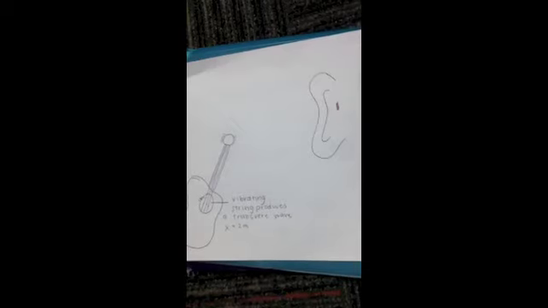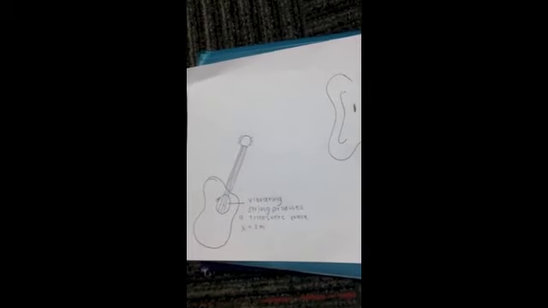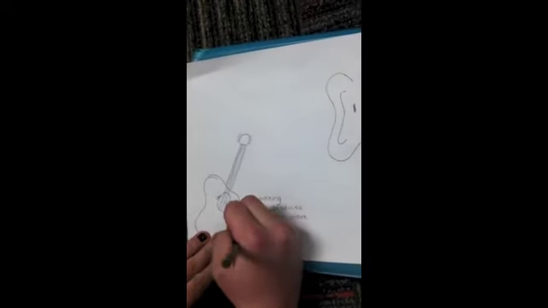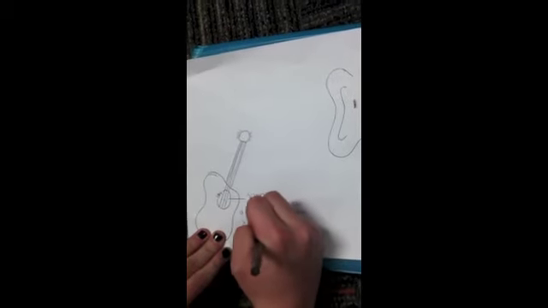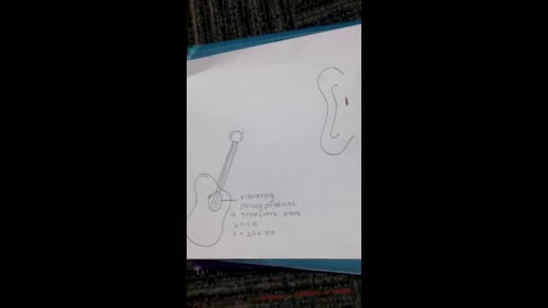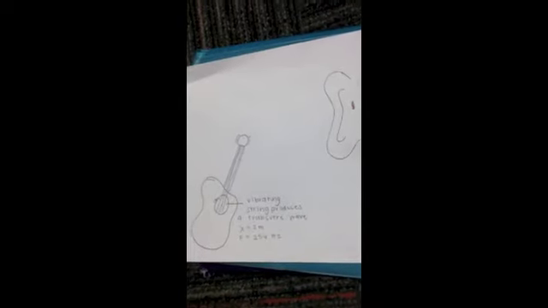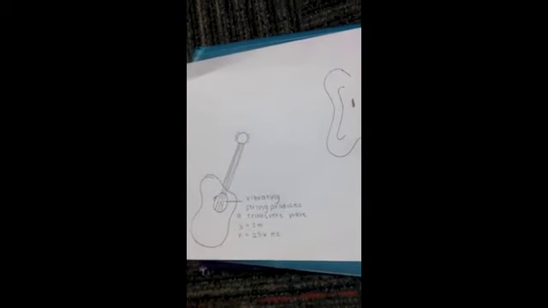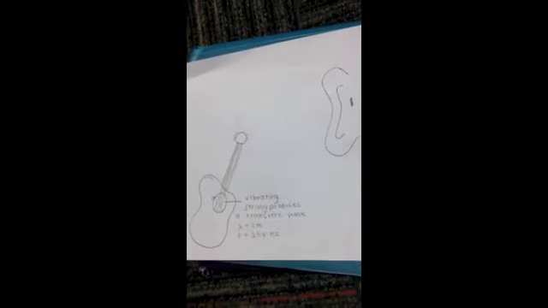Let's say that we produce the note C. Its frequency is 256 hertz. Because wavelength times frequency equals velocity, the velocity of the string itself is 512 meters per second.